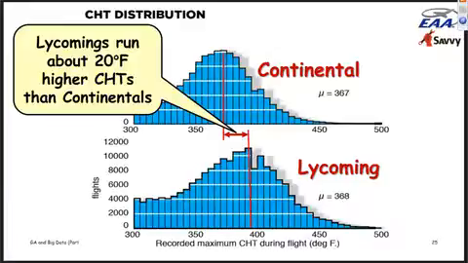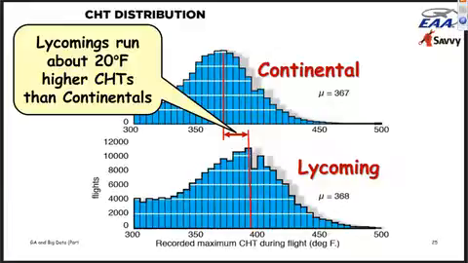This is also reflected in the fact that Lycoming's CHT red lines are significantly higher than Continental's. Most Continental engines have a CHT red line of 460 degrees Fahrenheit, and Lycomings typically have a red line of 500 degrees Fahrenheit. So the Lycoming cylinders, for a lot of good engineering reasons, run higher cylinder head temperatures.